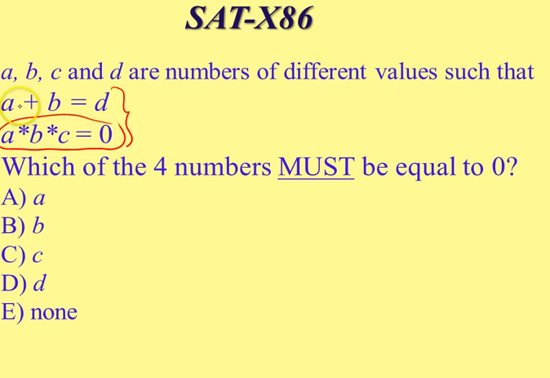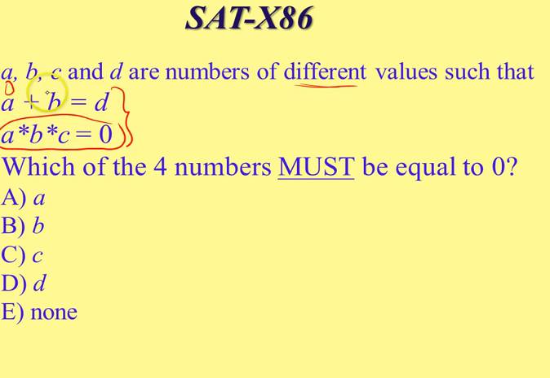So let's go back to the first case. Could A be 0? Well, if A were 0, then B would equal D. But that cannot be true because it says in the given information A, B, C, and D are numbers of different values. So B could not equal D because they would have to be different. So A can't be 0.